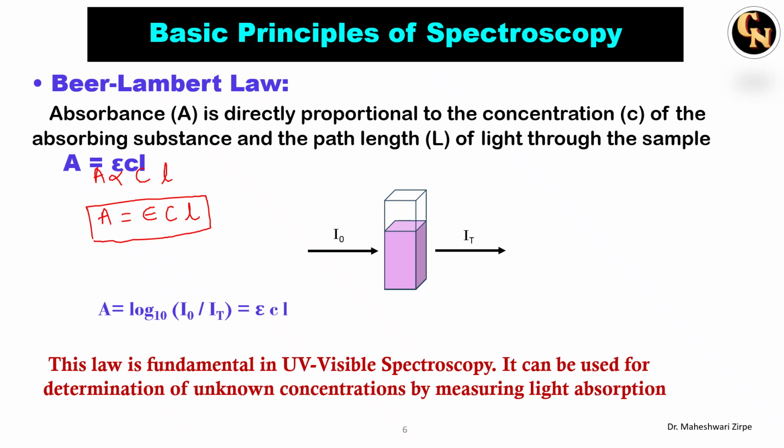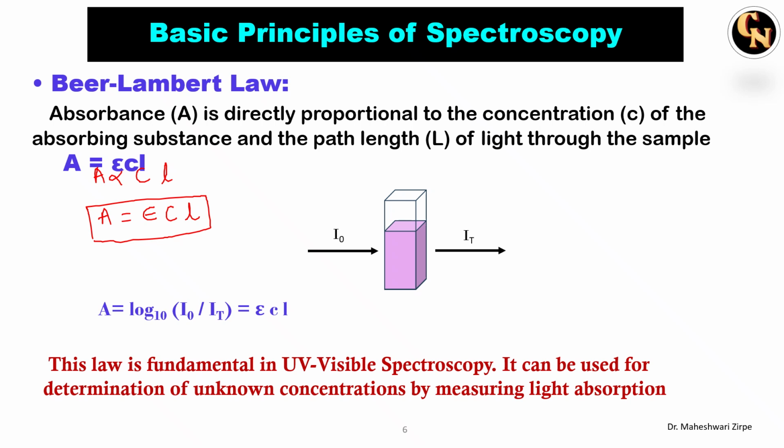Now if you write it in terms of the setup, you can see the incident ray, represented by I0, going through the sample in the cuvette. In that cuvette, the colored sample is taken, and the light gets transmitted. On this simple basic principle, UV spectroscopy runs. Here I0 is the incident light and IT is the transmitted light. So absorbance A is equal to the base 10 logarithm of I0 upon IT, which is nothing but epsilon C into L.